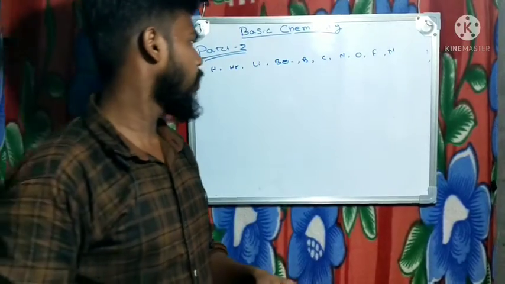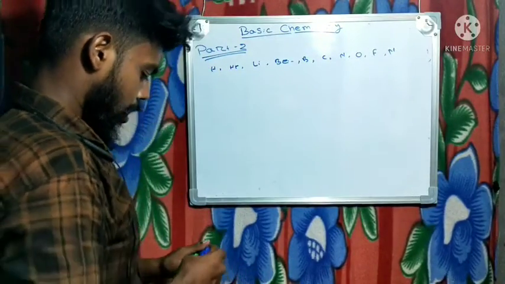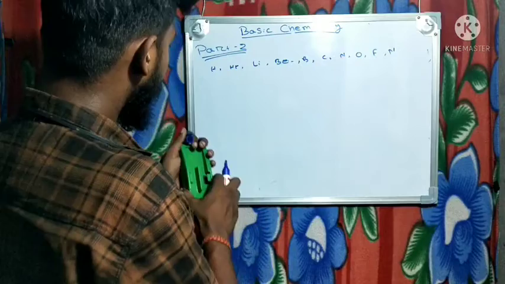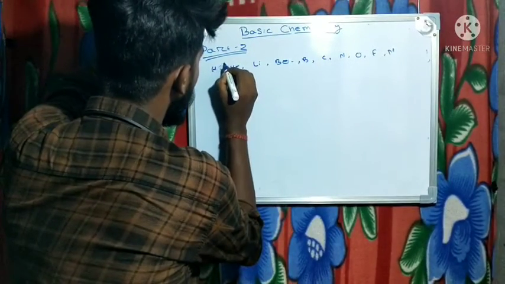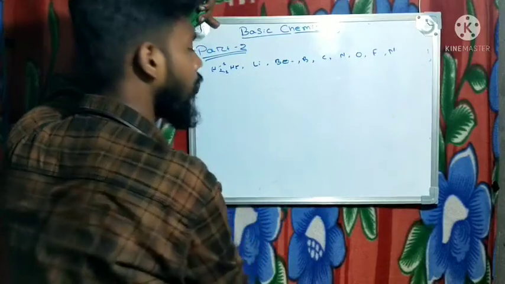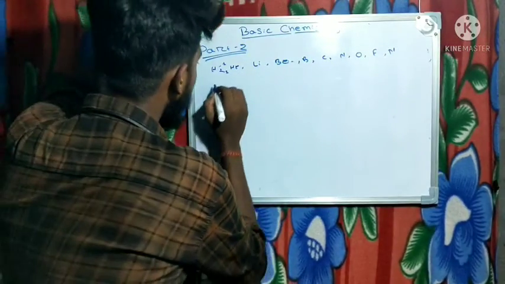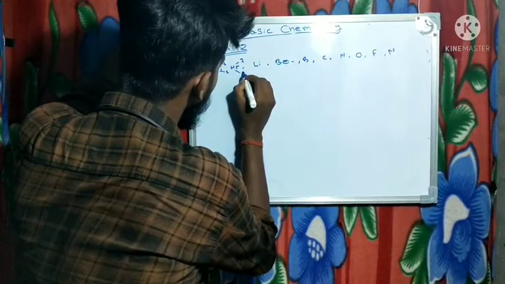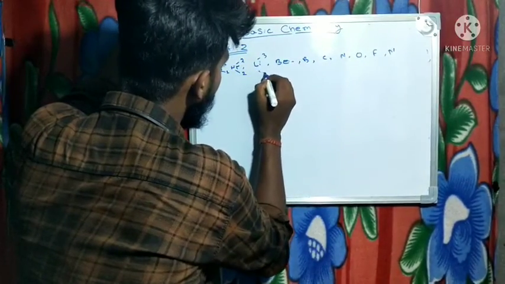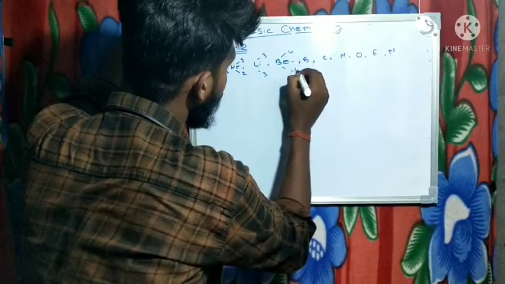Then, according to the analysis, hydrogen has one proton and one electron. After that, next, helium has two protons and two electrons. In that way, this will be organized.